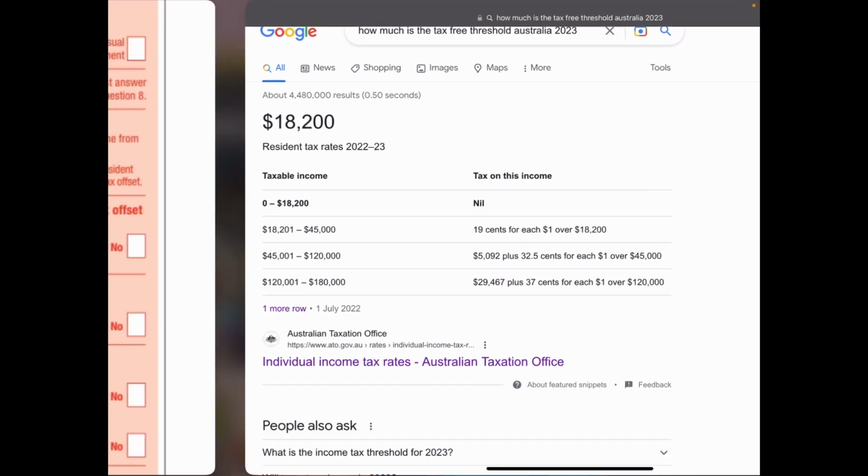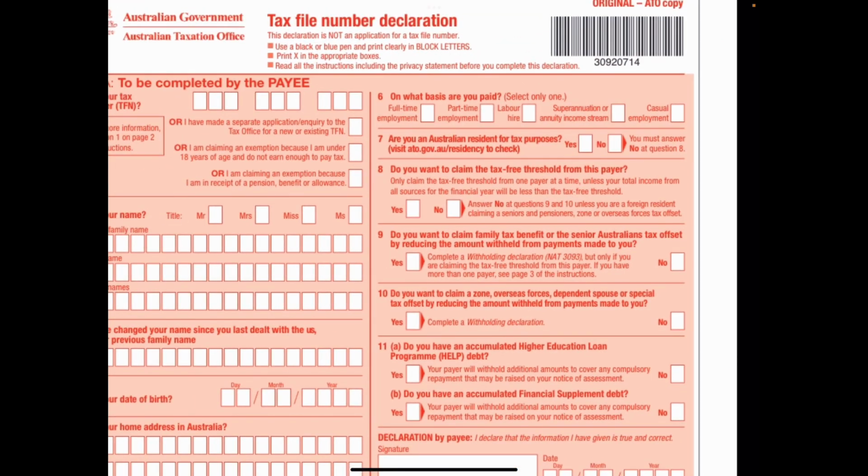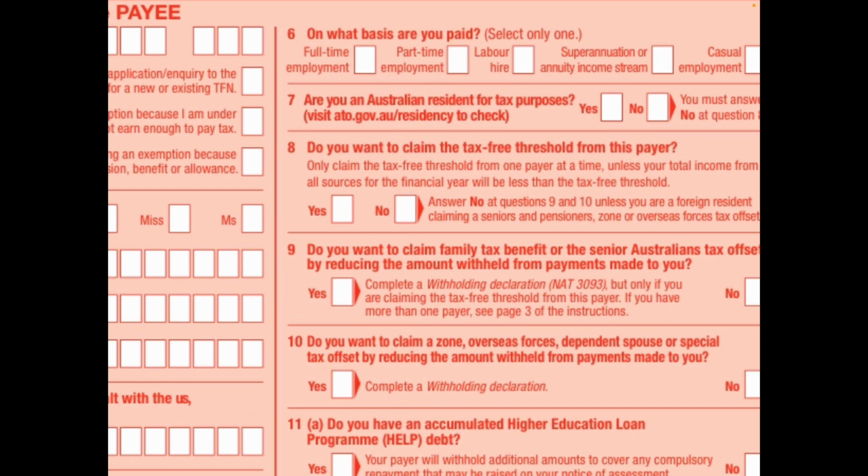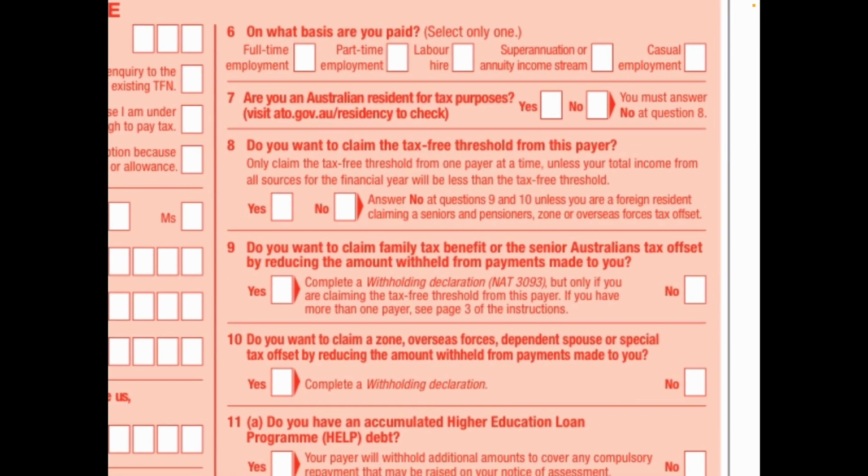Now, what if you already made a mistake on number 7, which is whether you are an Australian resident? In that case, what you need to do is talk to your employer and tell them that unfortunately you made a mistake, and they will help you update it in the system. Then in the financial year, you need to talk to your accountant to make sure that they fix it in the system and that you get the money back for those taxes.